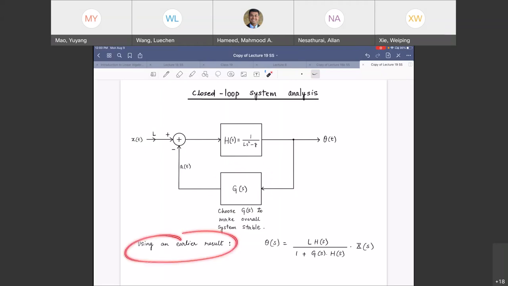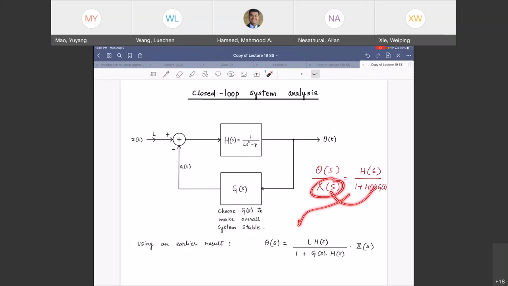We can use the overall earlier result here. What is that for? It is for the transfer function of the closed loop system. What is the transfer function? Theta of s divided by X of s is forward divided by 1 plus product: H divided by 1 plus H G. Right? Rearrange, you just bring the X of s over to the right hand side. You've got theta of s equals L.